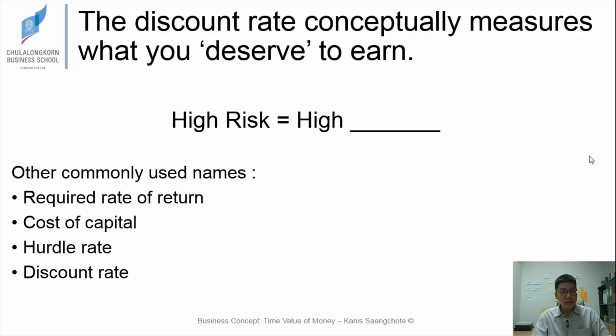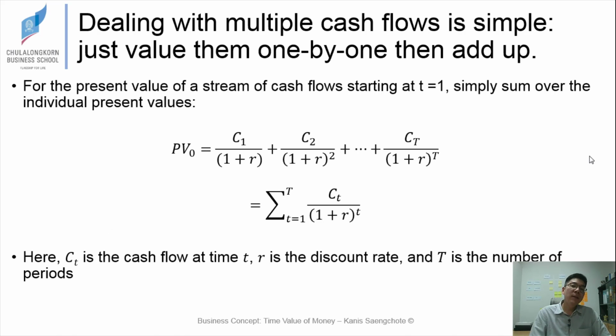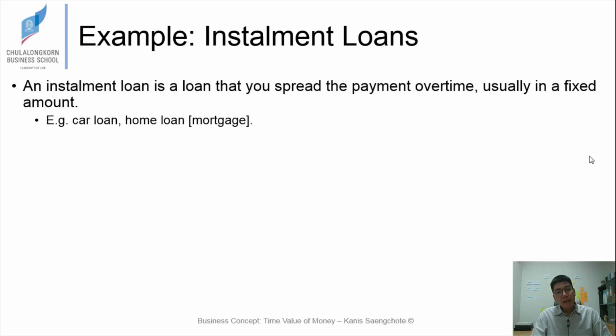Now, dealing with multiple cash flows is simple. Just add them up one by one. Do the present value calculation for each different piece and then add them up. So if you have a 10-year stream of cash flows, then do the calculation for each year separately and then add them all up. And that will give you the present value of your future cash flows. Now, we could do an example, perhaps an installment loan.